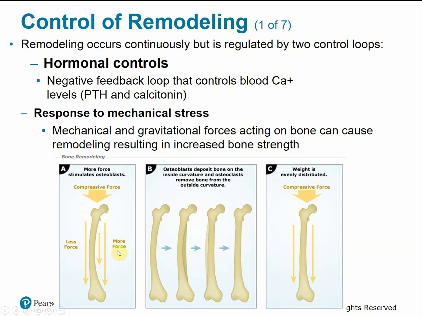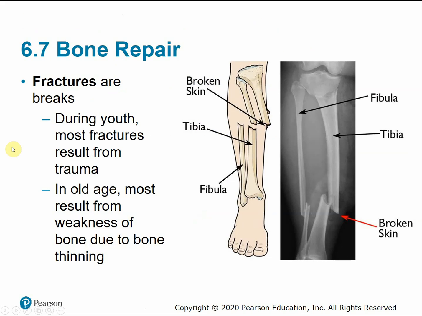So the osteoblasts will add new bone tissue to this side, to this curve, and break down bone tissue from the outer curve. So we get a more straight and narrow bone shape. So now, the result, the weight is more evenly distributed along the bone. So bone repair can occur throughout life.